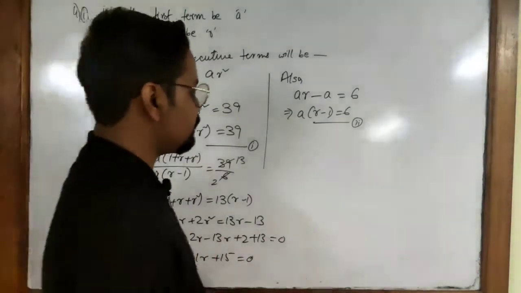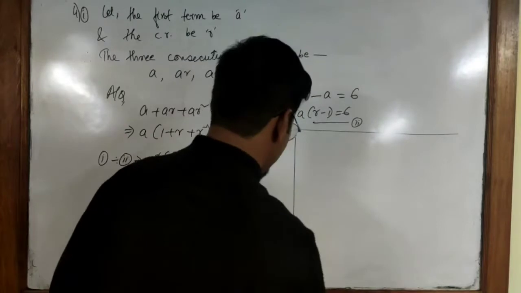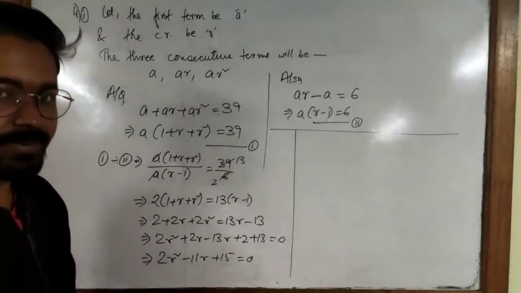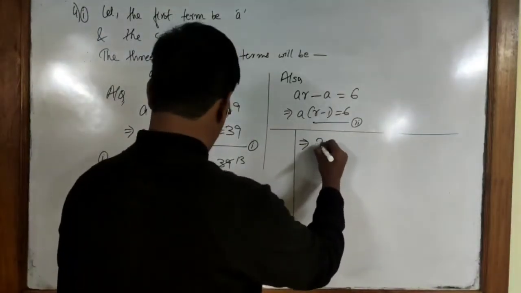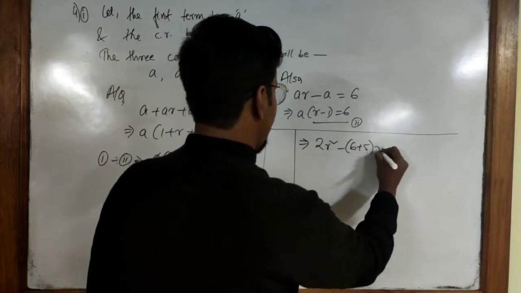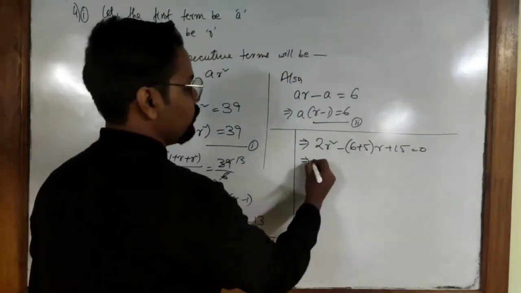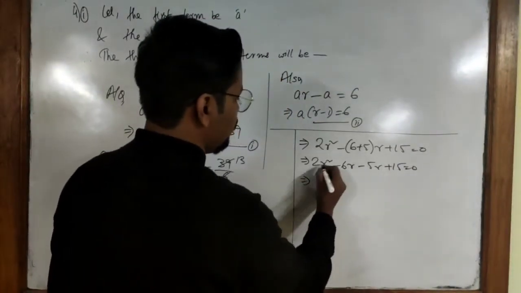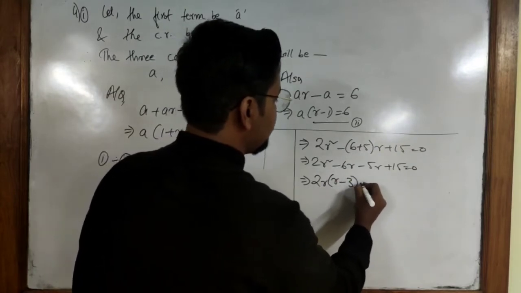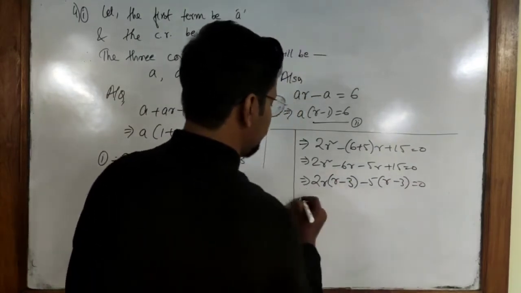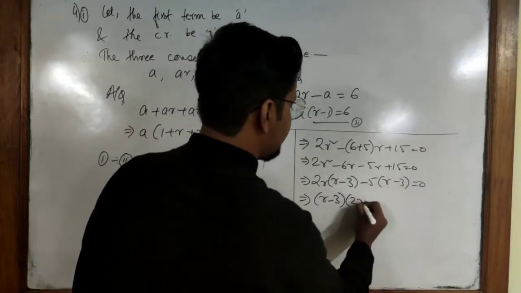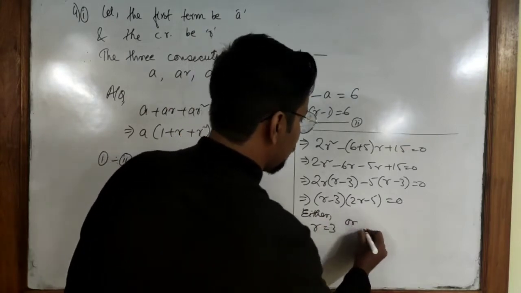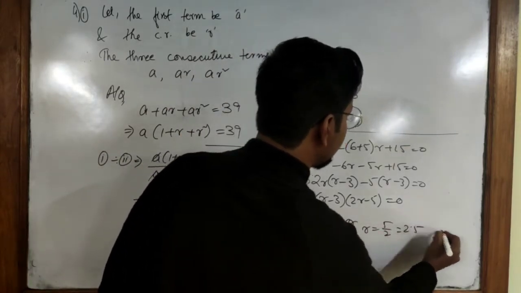So, here we need to do some middle term factorization. So, what will be the middle term factorization? 5 2s are 10, 3 5s are 15, so the product is 30. We can write 11 as 6 plus 5. So, it will be twice r square minus 6 plus 5 into r plus 15 equals 0. So, we get twice r square minus 6r minus 5r plus 15 equals 0. So, it will be 2r common, r minus 3, minus 5 common, r minus 3 equal to 0. So we get r minus 3 into twice r minus 5 equals 0. So either r will be 3 or r will be 5 by 2, that is 2.5.